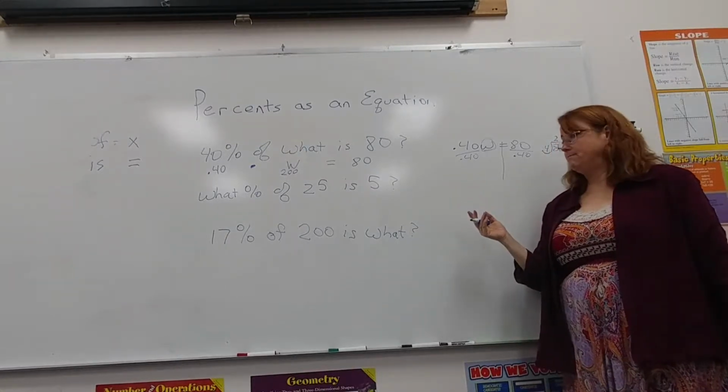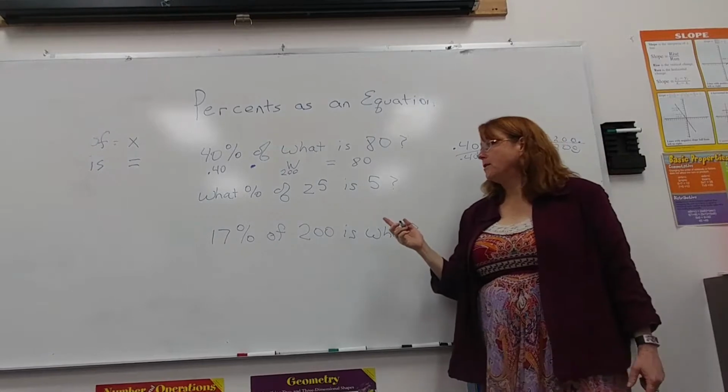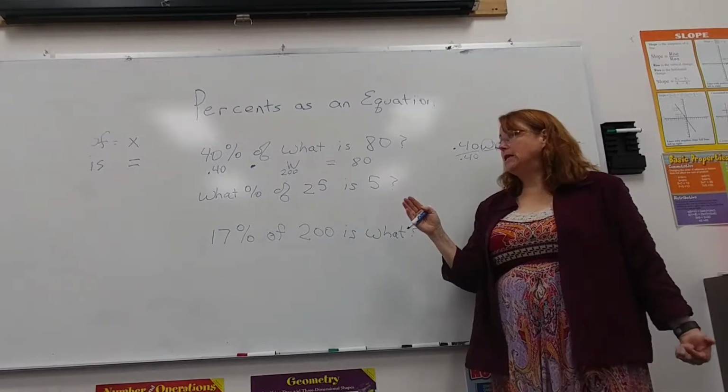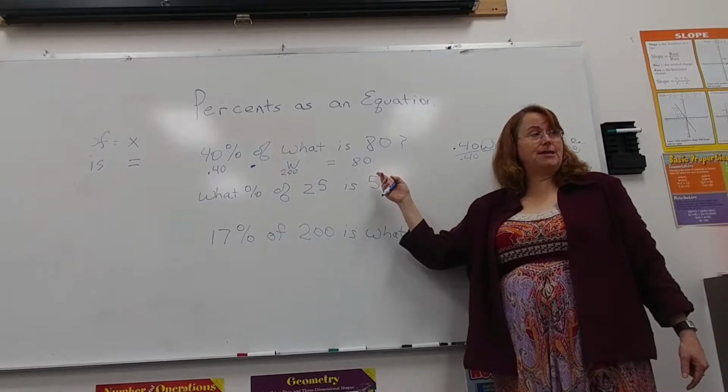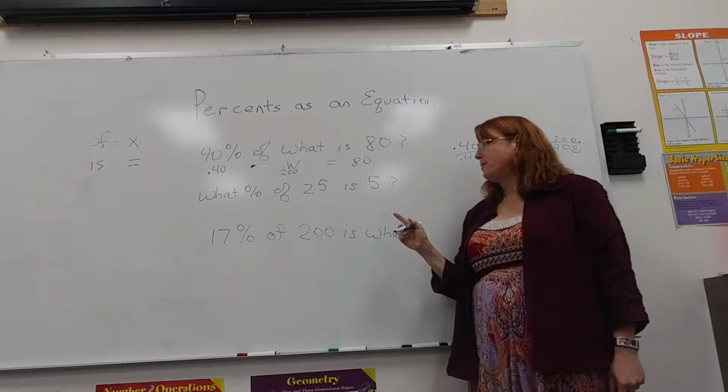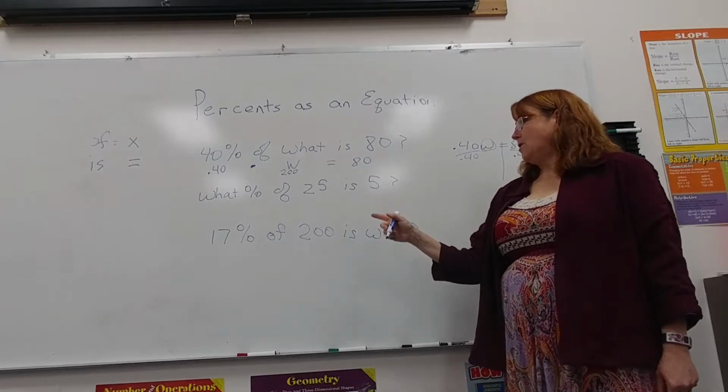Think about money. You have $2. 40% is a little less than half. A little less than half of $2 is 80 cents, so it makes sense. You always want to make sure your answer makes sense. Let's do the second one.